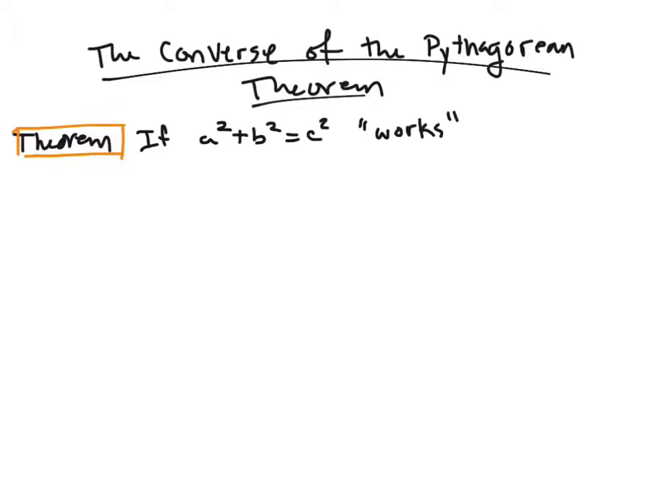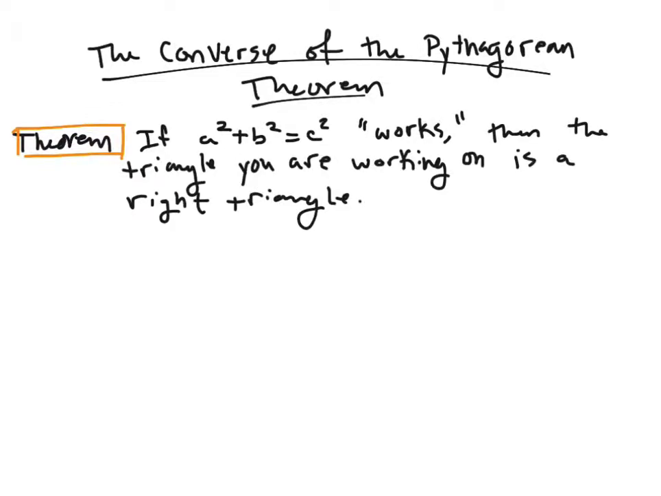Okay. So here's what it says. If a squared plus b squared equals c squared, so if you can get numbers and square them and add them up and it's the same thing as the hypotenuse or the longest side squared, then you automatically know that whatever triangle you are working on is a right triangle. So you don't need to know it's the right triangle first. You can just test this out, and if this works, it's a right triangle.